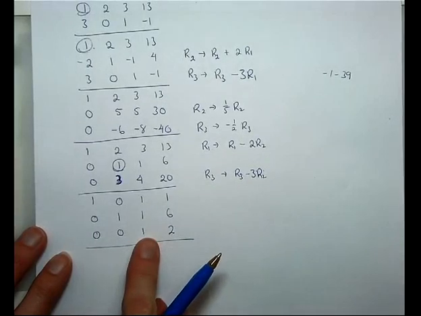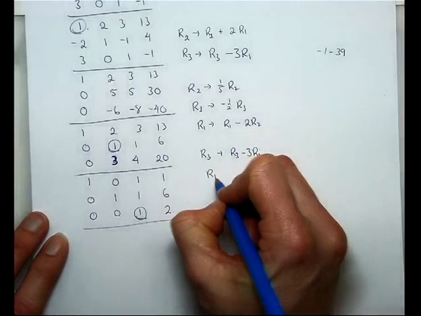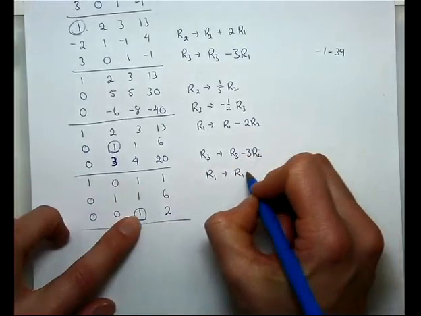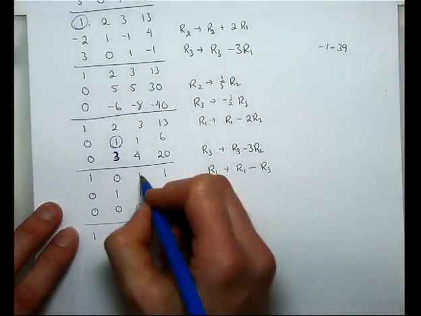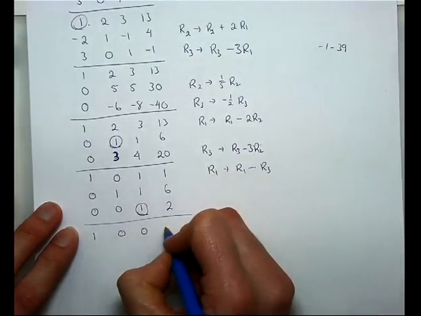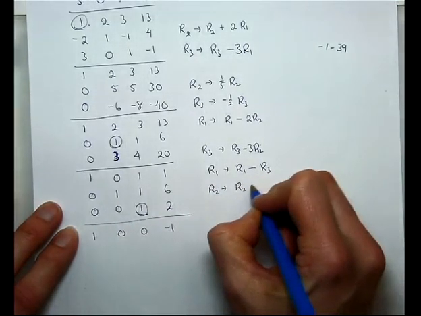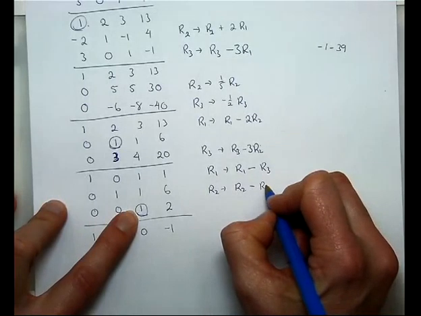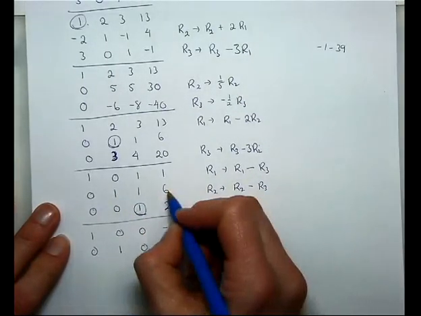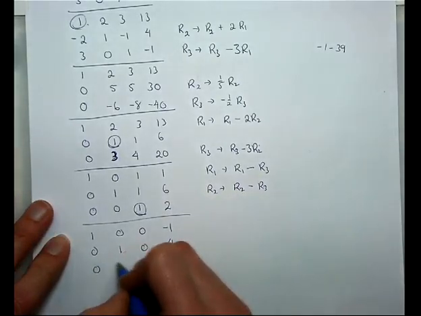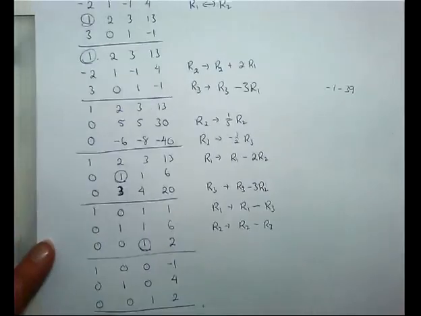Okay, so we've done the first column, we've done the second column, now we're going to do the third column and we're going to pivot with that one. Row 1, take away row 3. 1 take 0, 0 take 0, 1 take 1, 1 take away 2. Row 2 goes to row 2, take away row 3. 0 take 0, 1 take 0, 1 take 1, 6 take 2. Finished.